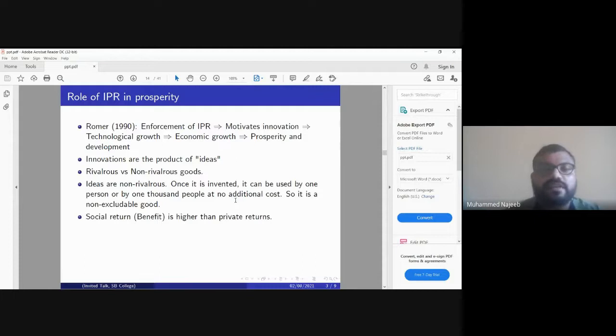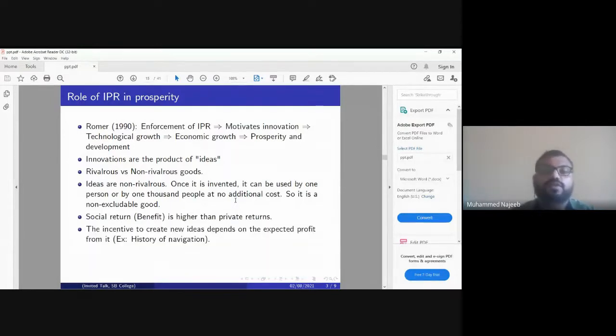We know that for each product there is a social return as well as a private return. Take the example of education. Education has a social return, and education has a private return. Private return means if somebody is educated, he will get more salary. That is his private return. If somebody is educated, he will be a better citizen. He will obey rules, and that is the social return. So these ideas have a huge social return compared to their private return.